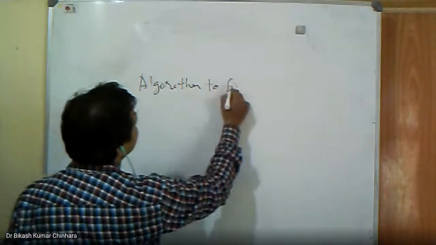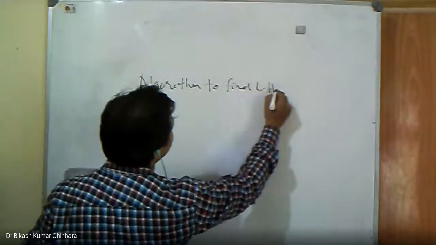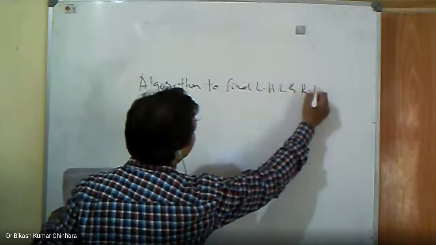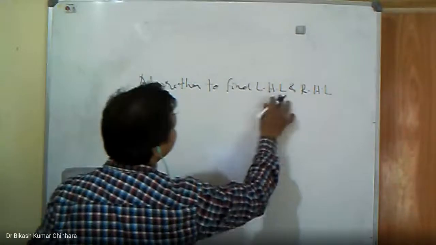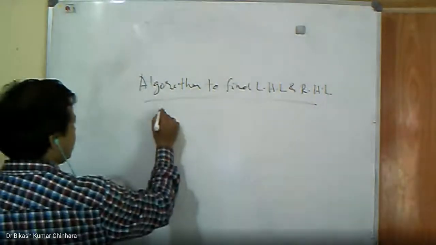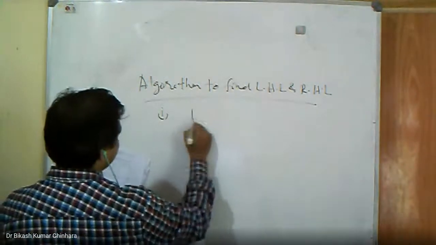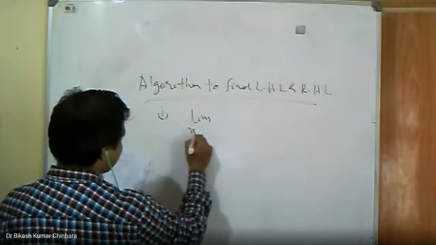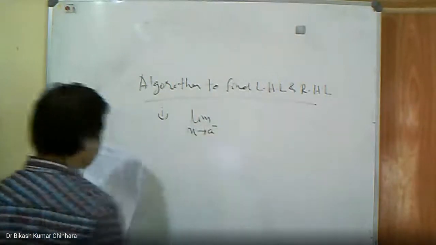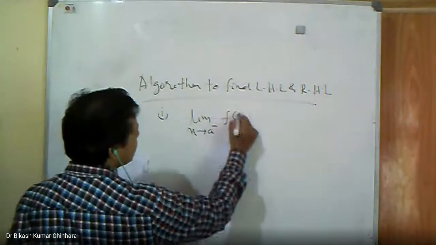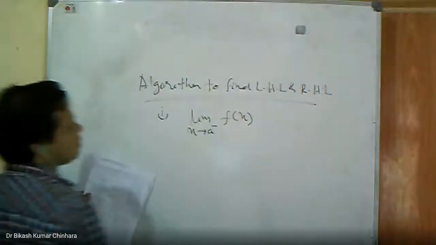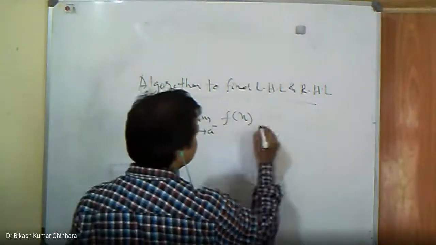To find LHL and RHL, left hand limit and right hand limit, we are defining it like this. Whenever I am writing limit x tends to a minus, what do you mean by this?